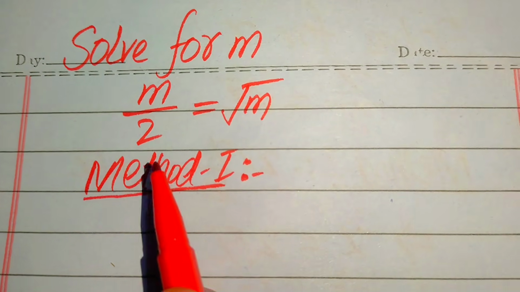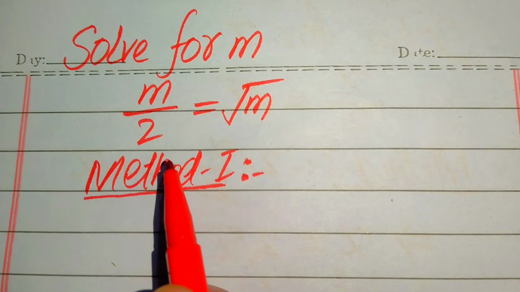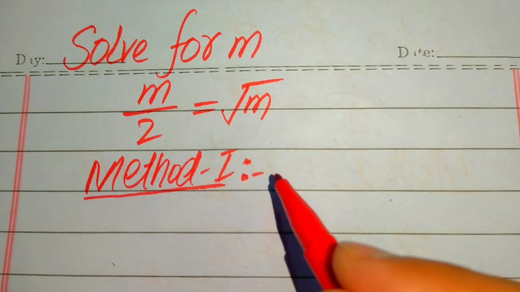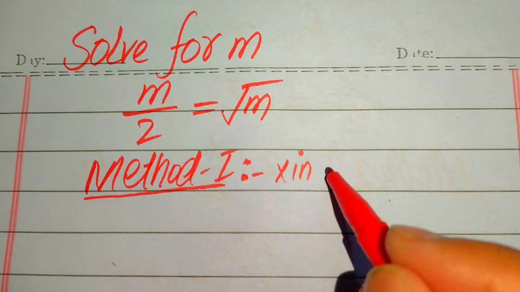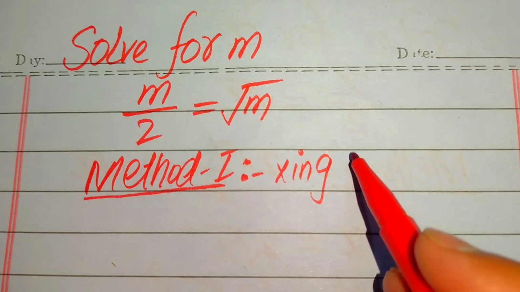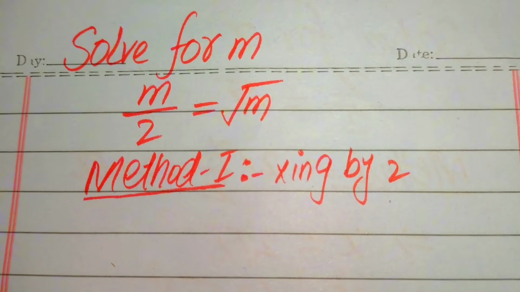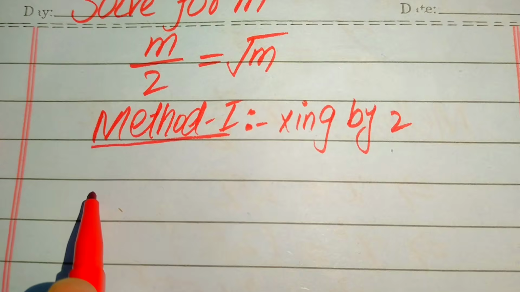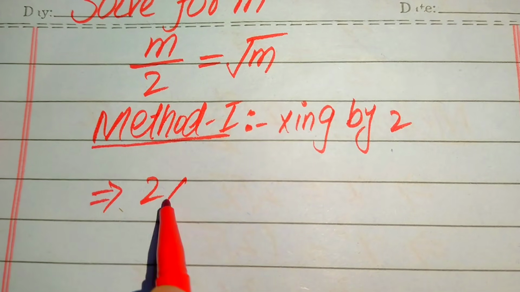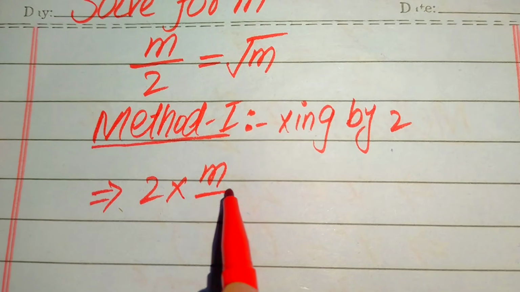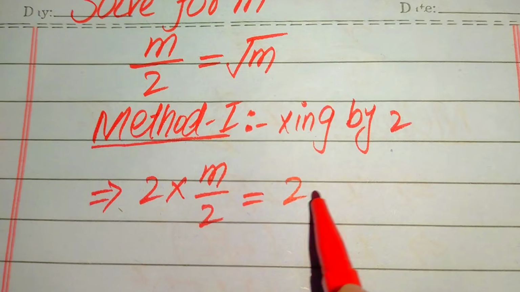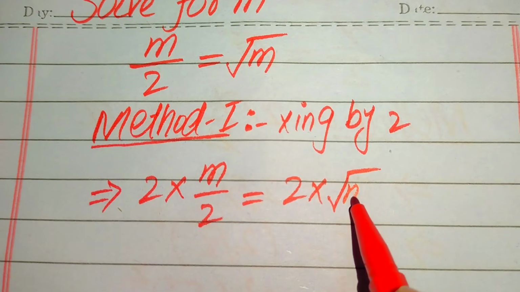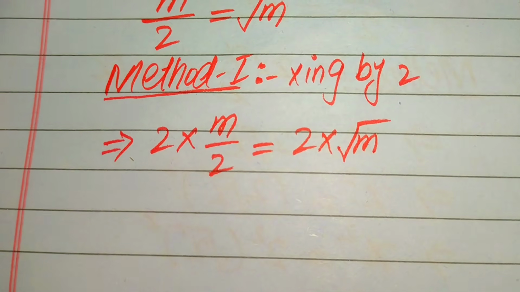In the first method we move the term 2 from the left hand side to the right hand side, or in other words we just remove the fraction from the left hand side, and for this we multiply both of the sides by 2, so it becomes 2 multiplied by m over 2 is equal to 2 multiplied by the square root of m.